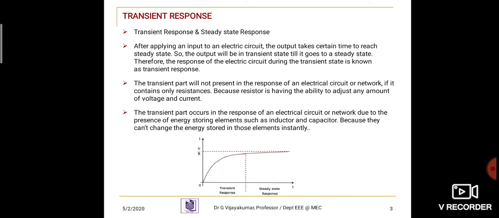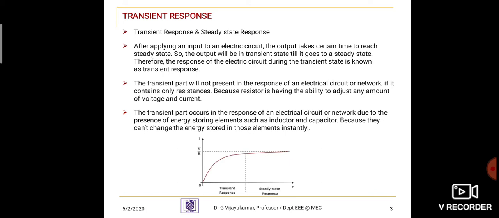If the output of an electric circuit for an input varies with respect to time, then it is called a time response. The time response consists of two parts: one is the transient response and the other is the steady state response. So in this chapter we are going to discuss these two types of response with respect to an AC supply as well as a DC supply.